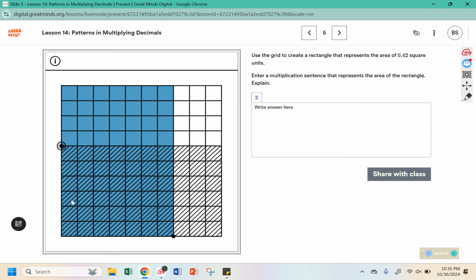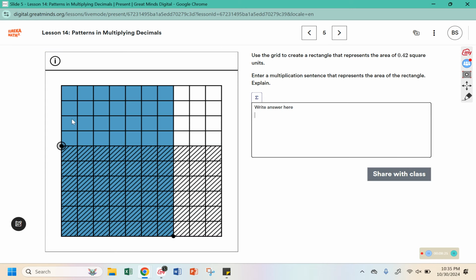Let's see here. These are now 6s. 6, 12, 18, 24, 30, 36, 42. So this would represent 1, 2, 3, 4, 5, 6, 7 out of 10 going across in blue. And then going horizontally, I have 1, 2, 3, 4, 5, 6 rows shaded out of 10. And that would equal, well, 7 times 6 is 42, and 10 times 10 is 100.